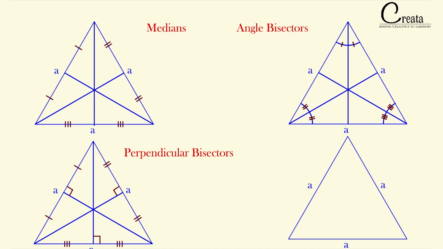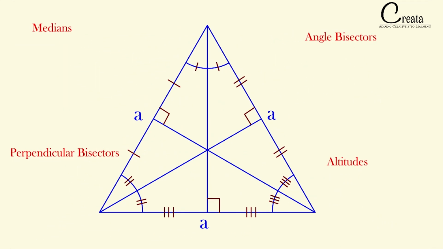Further, in the fourth triangle, we will draw the 3 altitudes. These are the 3 altitudes. These 3 line segments are perpendicular to the 3 sides of the triangle. We got all the 4 line segments of the triangle that we have studied, and all these line segments are with respect to an equilateral triangle. Let's join all the 4 triangles.